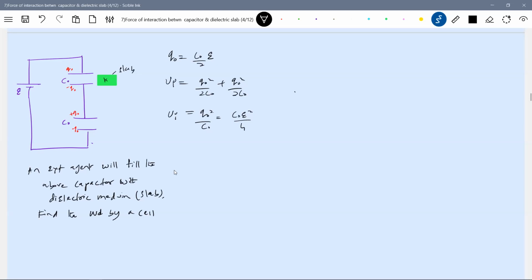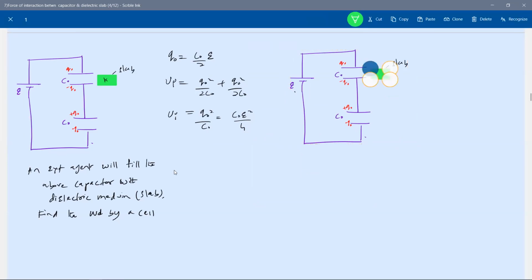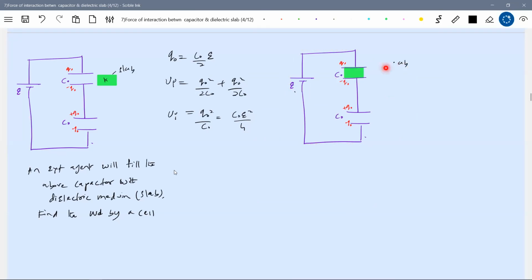What was the initial charge of the system? It was Q naught. Finally, after it is fully filled up by the slab, I brought it here. Then the capacitance of the capacitor will become K C naught. Are there any changes in the charge? Yes, some changes in the charge will be there. So we'll take it as Q. The capacitance of the other capacitor will not change, but the charge in the other capacitor has to change.